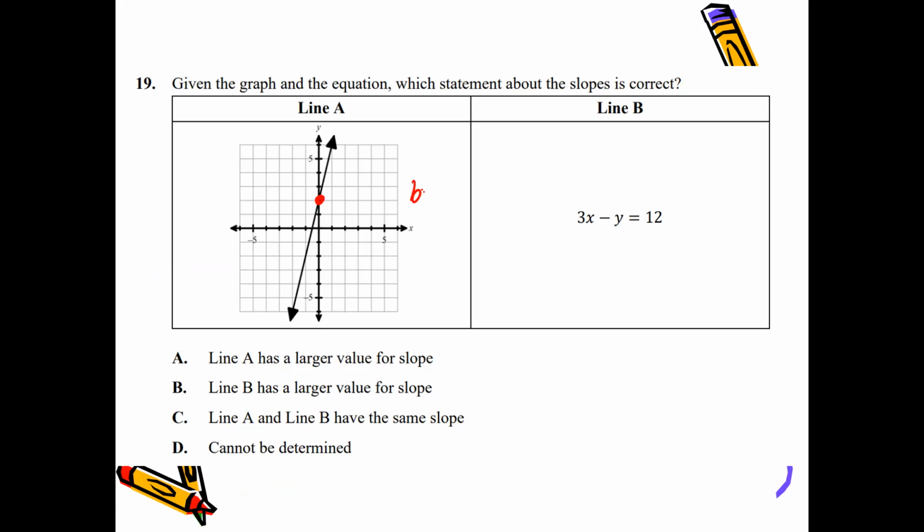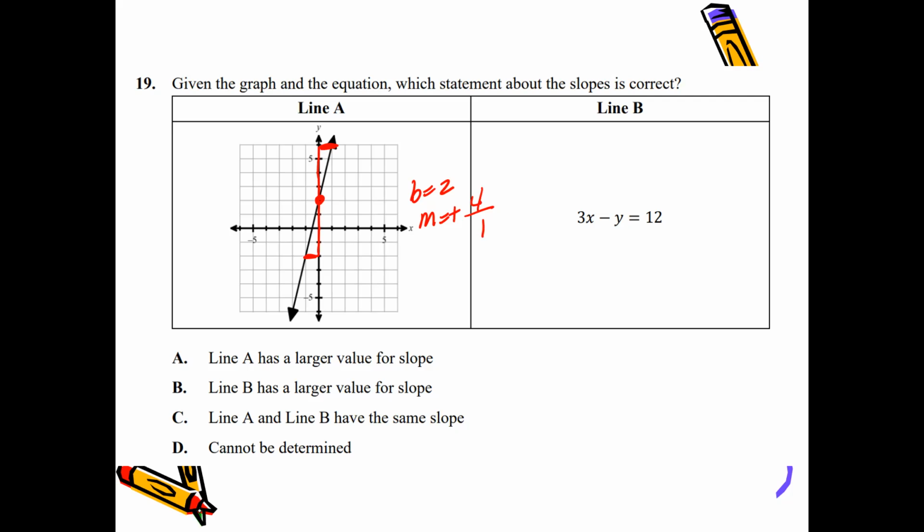This graph, you're starting at 2. Your slope is positive, and it looks like you're going up 1, 2, 3, 4, going over 1. We're going 1, 2, 3, 4 over to the left one. So your slope is up 4 over 1. So it's just 4 over 1.